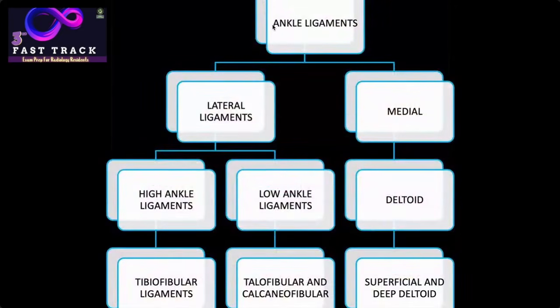Just quickly revising what I just discussed, the ankle ligaments are lateral ligaments and medial complex ligaments. On the lateral side, we have the high ankle ligaments, that's the tibiofibular, the low ankle ligaments, the talofibular and the calcaneofibular, and on the medial side, we have the deltoid, that's the superficial and the deep deltoid.